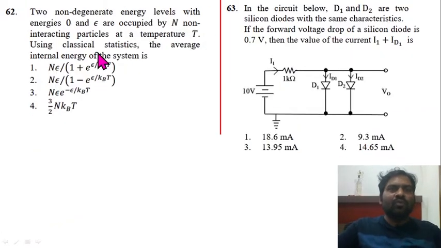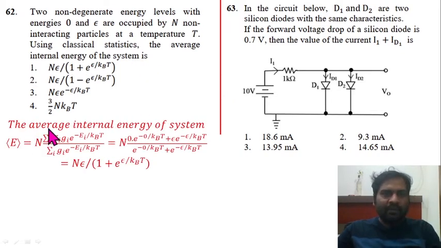Question number 62. Two non-degenerate energy levels with energies 0 and epsilon are occupied by a non-interacting particle at a temperature T. Using classical statistics, the average internal energy of the system is: just use this formula. By putting your particular 0 and epsilon values of energy here, you will get the answer. So option number 1 is correct.